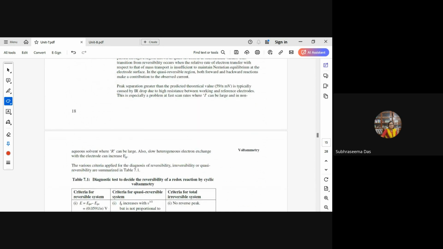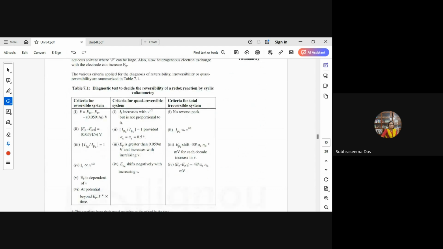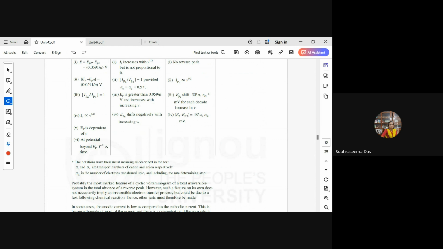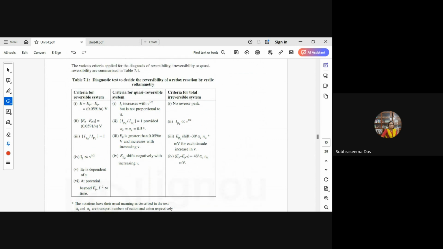Now here in Table 7.1, there are certain tests to decide the reversibility of a redox reaction by cyclic voltammetry. So these are the criteria for a reversible system. Delta Ep, which is Epa minus Epc, is 0.0591 by n, but for a quasi-irreversible system, Ip increases with the square root of the scan rate but is not proportional to it, so there is no reversible peak. So these are certain diagnostic conditions that have been listed for better understanding of cyclic voltammetry.